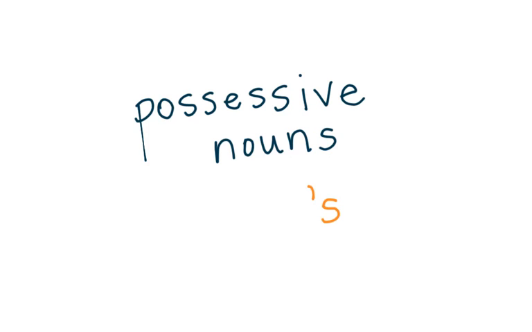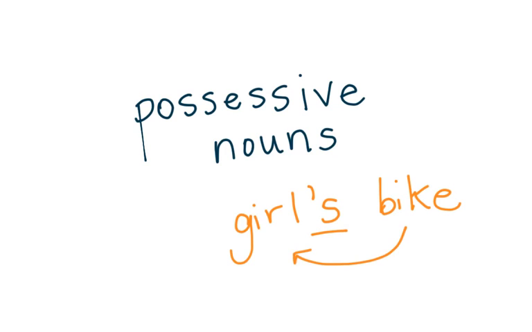For example, if the girl has a bike, the bike belongs to the girl, we know it is the girl's bike, and we use the apostrophe S to show ownership. The bike belongs to the girl.